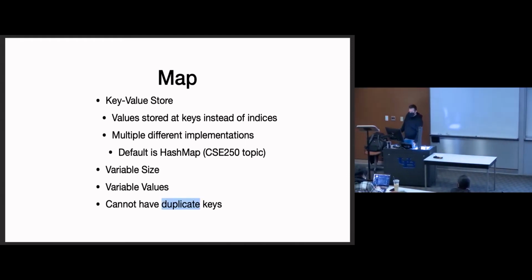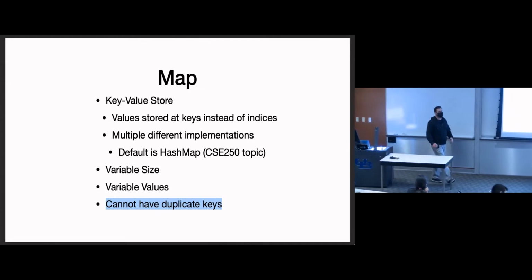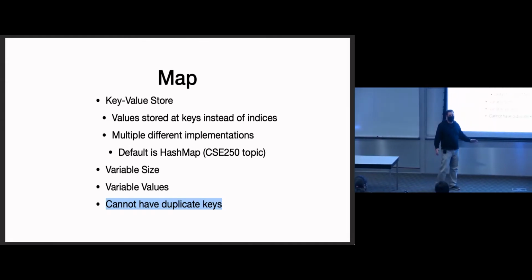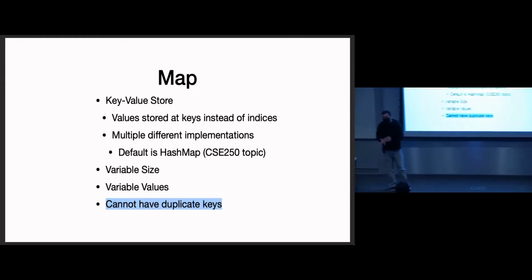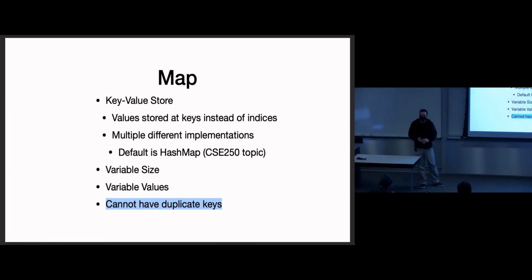One thing that's still true, which is true in 115, is going to be true in any language that has a key value store, unless it's a multi-map. We're not messing with those either. You can't have duplicate keys. So you can't have the same key mapped to two different values. You can have multiple keys mapped to the same value, but you can't have duplicate keys.